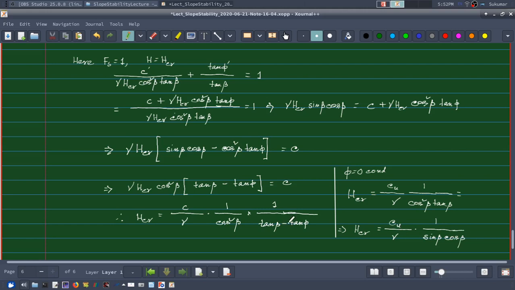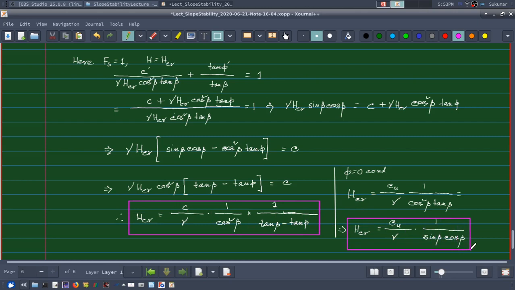Okay, so these two relations we got for critical height of the slope in case of C phi soil and in case of phi equal to 0 soil, pure clays. So these are also important relations.